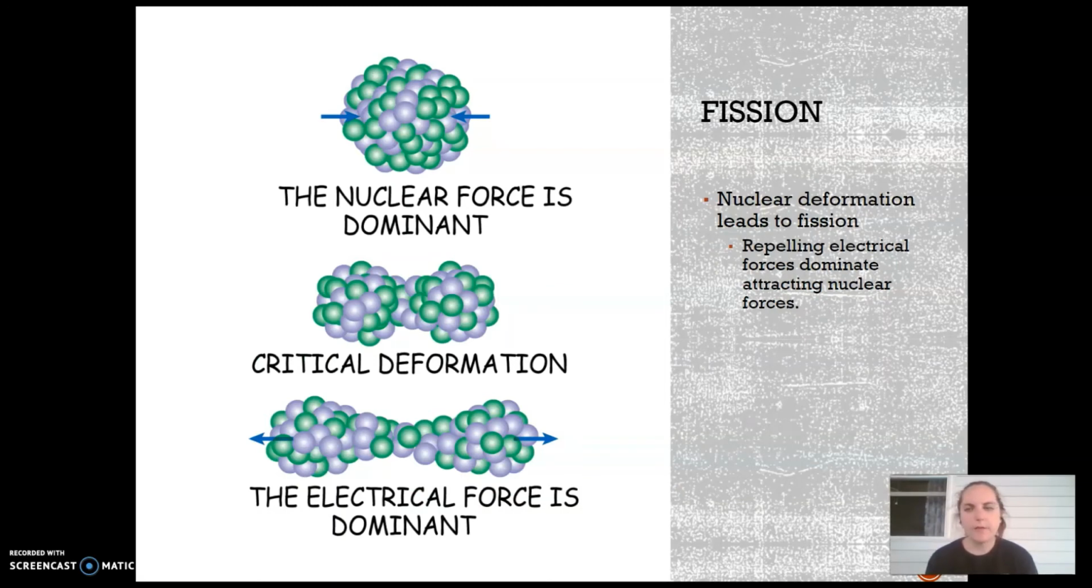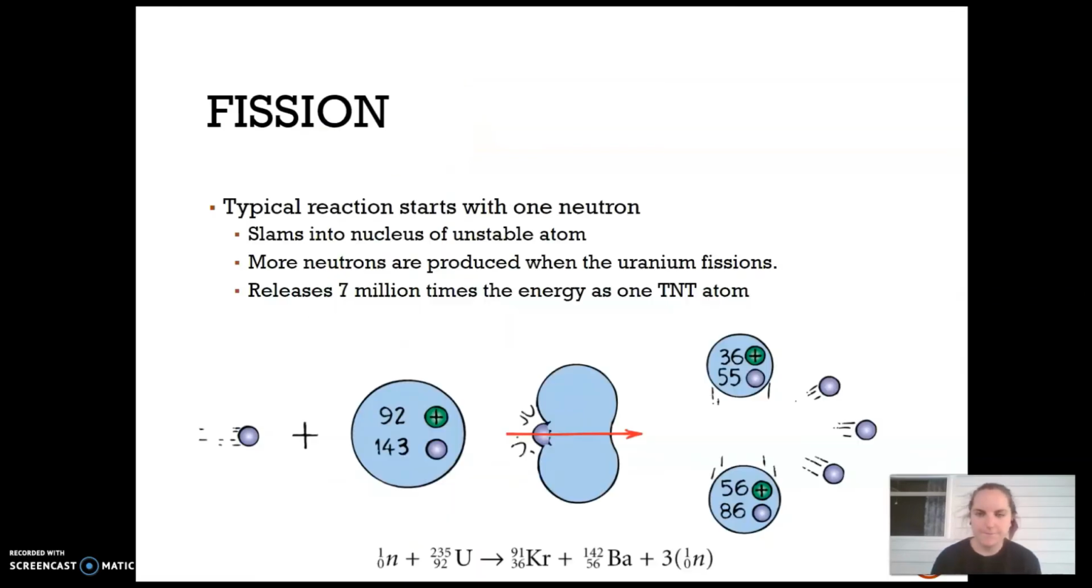So nuclear deformation leads to fission. Repelling electrical forces dominate attracting nuclear forces. So the nuclear force is dominant, and then there's a critical deformation that happens, and then the electrical force is dominant, and so it actually splits them apart.